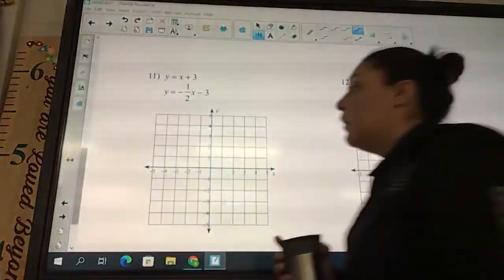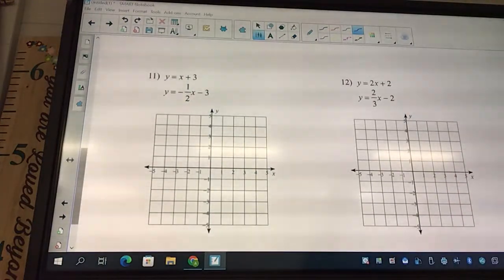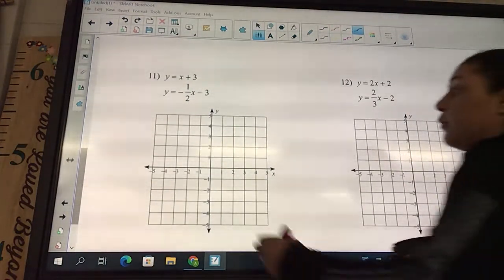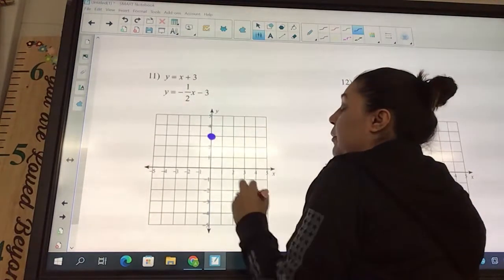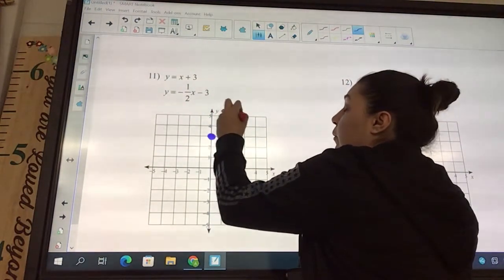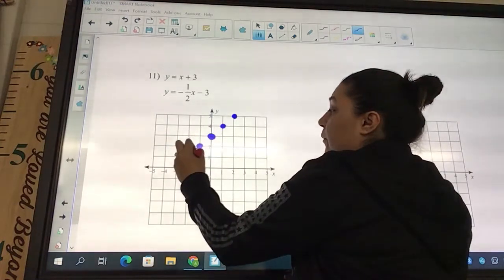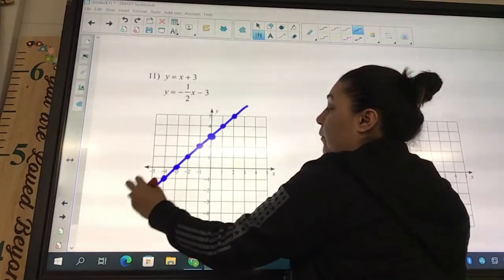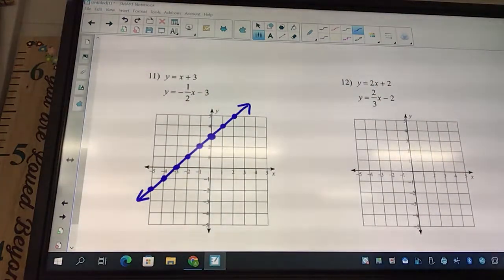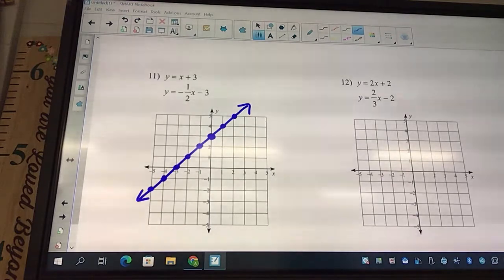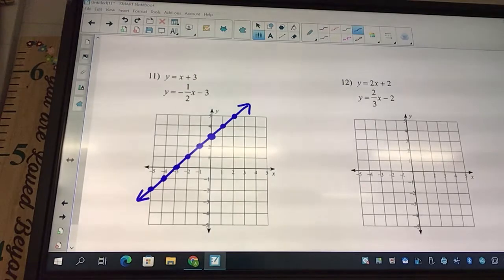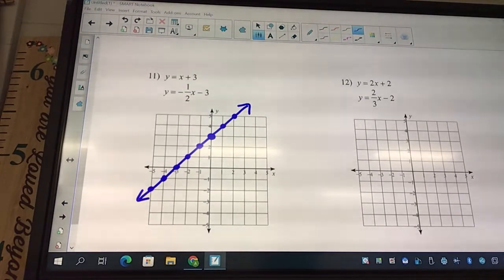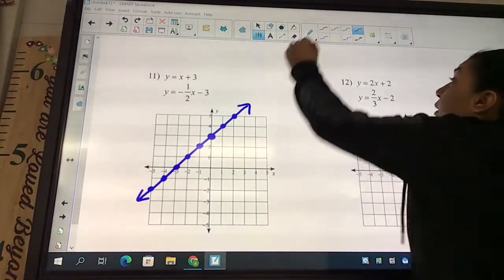Okay, 11. Are the y's by themselves? Yeah, and so it's ready to be graphed. We start at 3, and my slope is 1. Okay, for the other one, I start at -3.